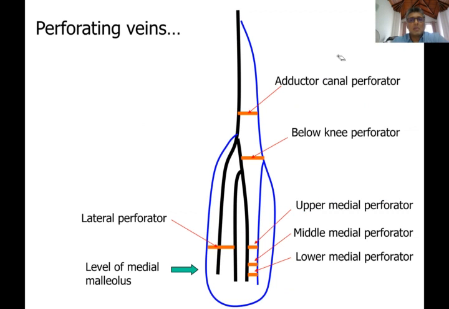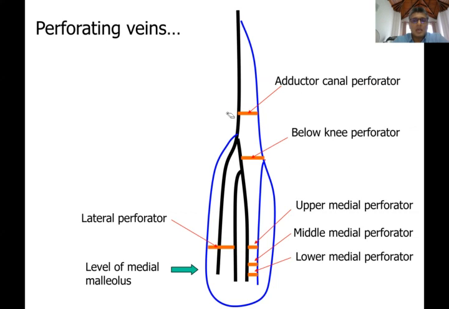There are several places where you get these connections. Above the knee, these are called perforating veins. There is a perforator connecting the great saphenous vein to the femoral vein, above the adductor canal. Then below the knee joint, which is called the below knee perforator, either the great saphenous vein or the posterior arch vein is connected to the posterior tibial vein.